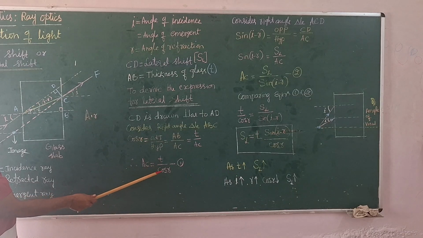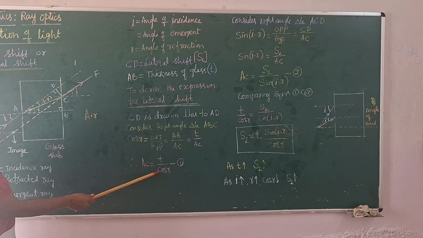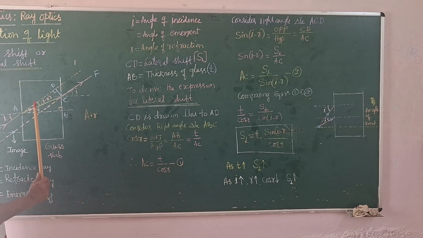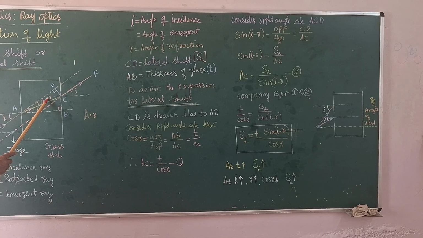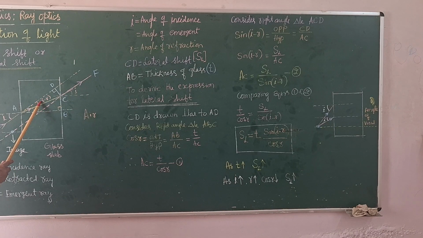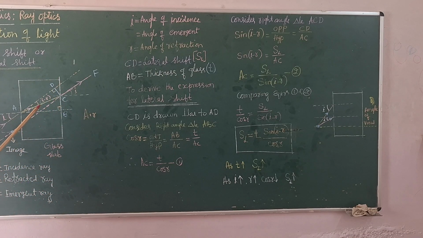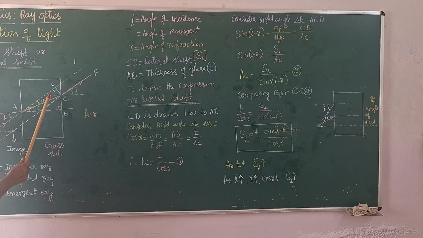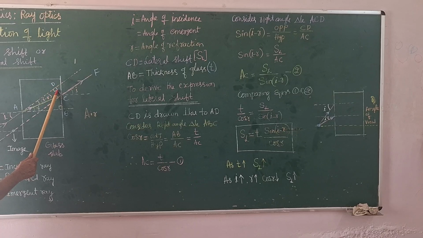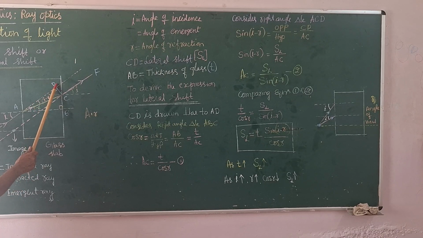AC equals T by cos r. Let us call this equation 1. From this triangle we get it. Now let us consider this right angle triangle and apply the sine of this angle. The definition of sine is opposite by hypotenuse. In this right angle triangle, this is the opposite side, and this is the hypotenuse. Opposite by hypotenuse is DC by AC.